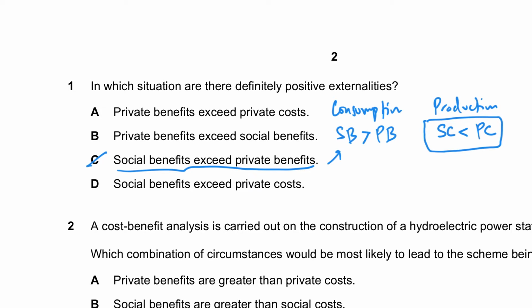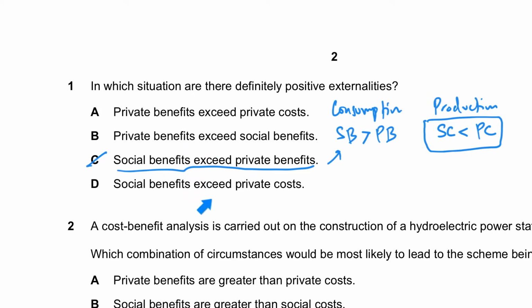Just to quickly go through other choices, when you look at this one, private benefit exceeds private cost, this means that a consumer will go on and do this task because the benefit to the individual is more than the cost to the individual. Similarly, B says private benefit exceeds social benefit. If private benefit is more than social benefit, this means this is a negative externality, like in the case of, for example, negative externality, consumer benefit more than the society's benefit. So B can't be the right answer.